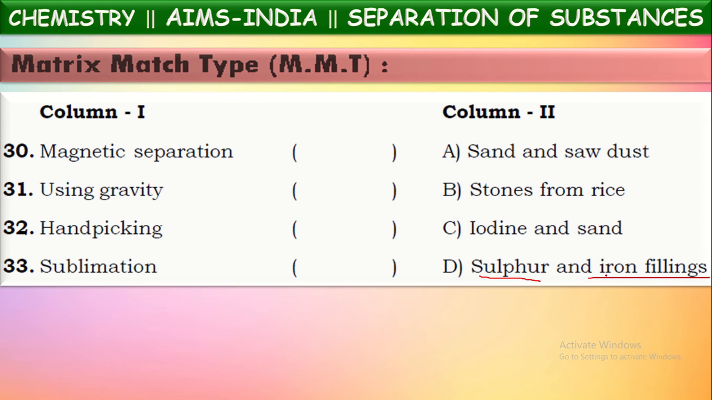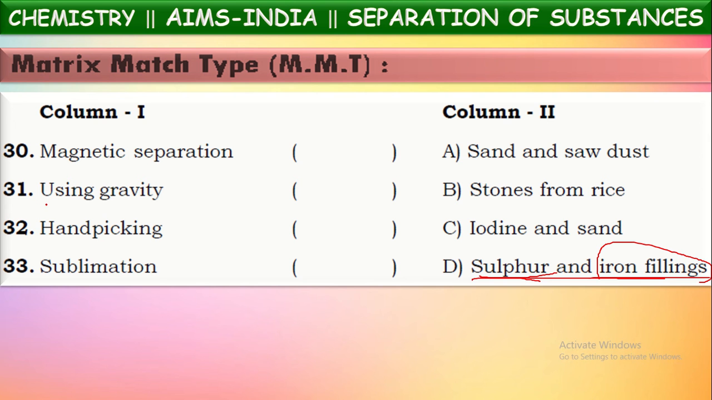Out of these two, iron filings are magnetic in nature, whereas sulfur is non-magnetic. So the mixture of these two, in which one is magnetic material and the other is non-magnetic material, can be separated by the technique called magnetic separation. In this they use a powerful magnet, so magnetic material can be separated from that. Okay, this is a mixture which can be separated by the magnetic separation process.